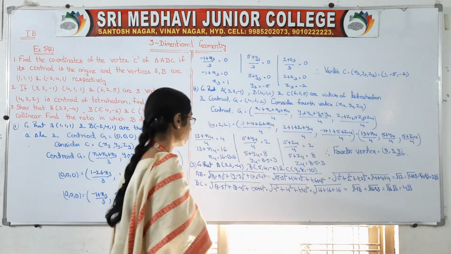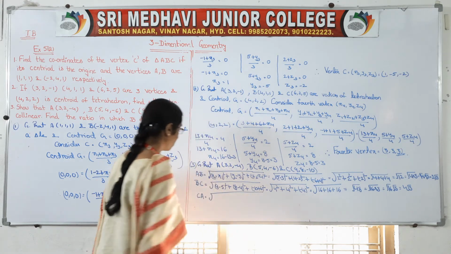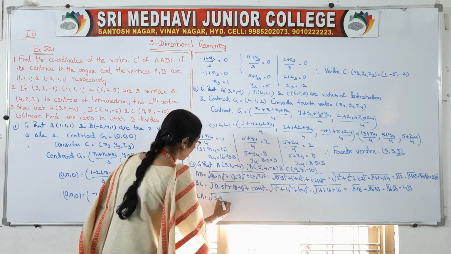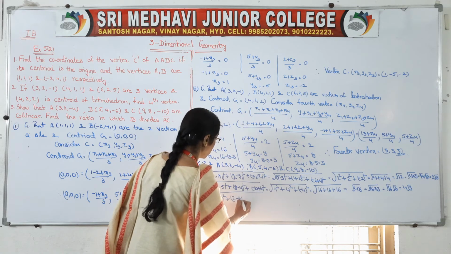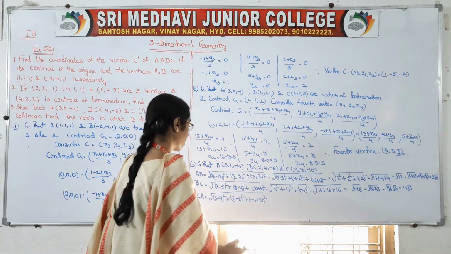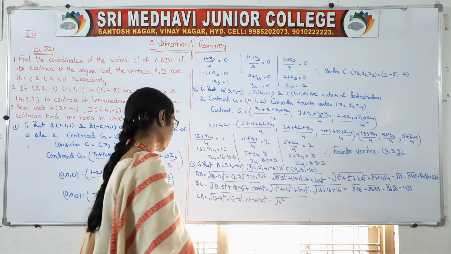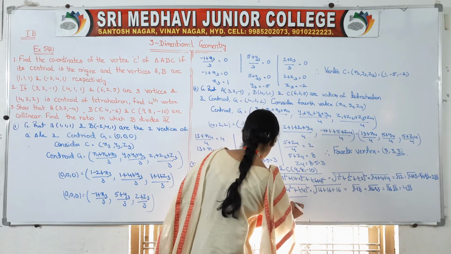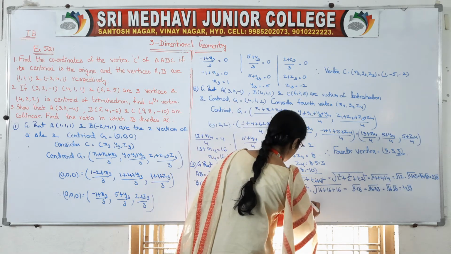Okay, next you take CA, right? C point as x1, y1, z1, A point as x2, y2, z2. So 3 minus 9 whole square, 2 minus 8 whole square, minus 4 plus 10 whole square. Okay, so is equal to 6 square, right? 3 minus 9, 6. 2 minus 8, right? It is minus 6 square, okay, plus 10 minus 4, that is 6 square.